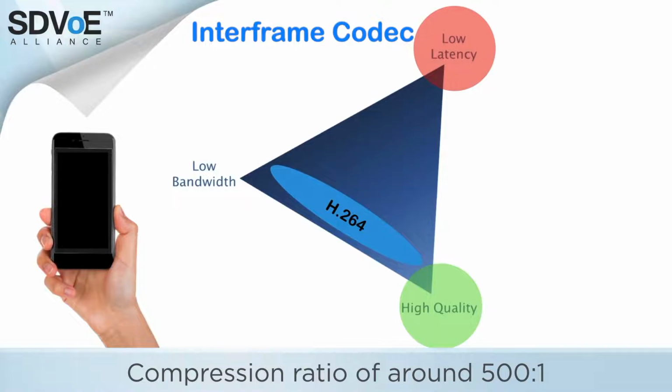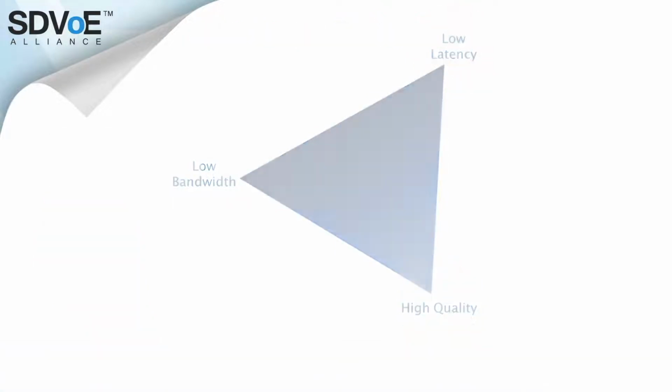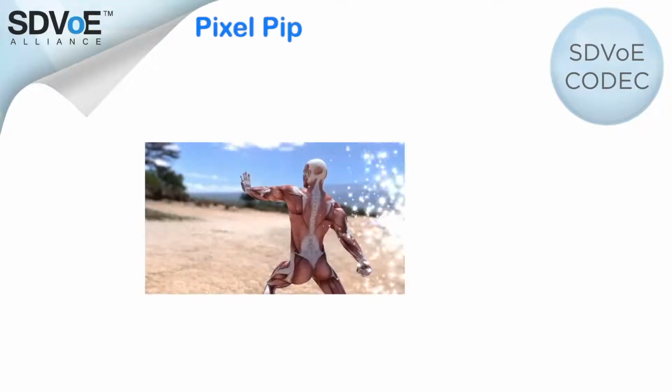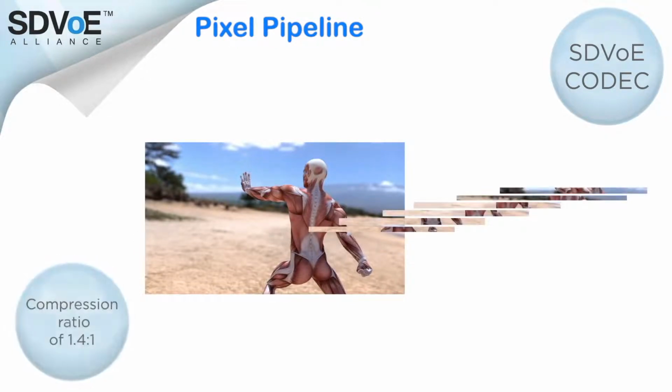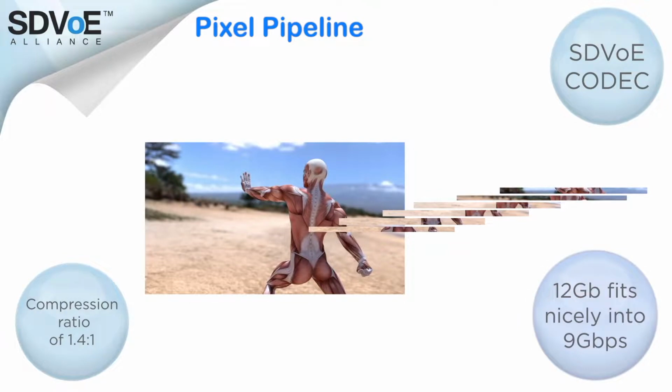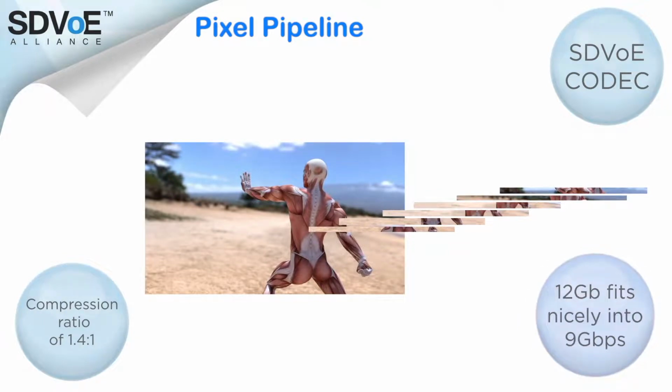Okay, let's shift codecs once more. And this time, let's use the SDVoE codec to once again send our 4K 444 video stream. The SDVoE codec is part of the pixel pipeline family, which means that only a few lines of each frame are compressed, resulting in a much lower compression ratio of around 1.4 to 1. This means a 12 gigabit stream will easily fit within 9 gigabits per second. But how does this affect the latency and the quality?